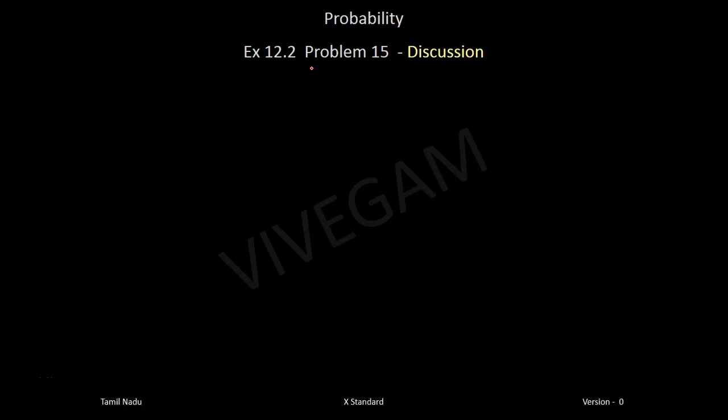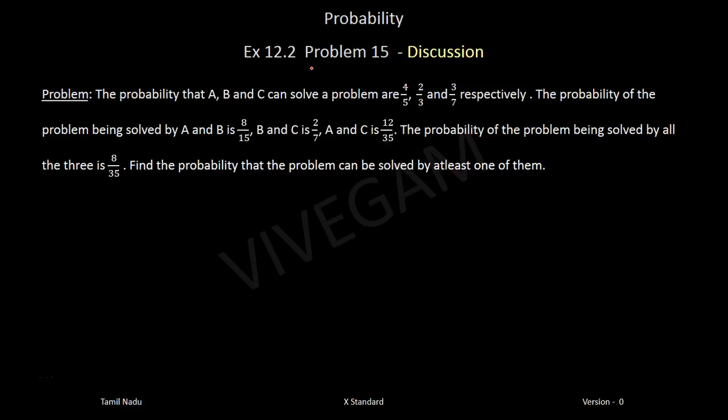Exercise 12.2, problem 15, discussion. Let's read the problem. The probability that A, B and C can solve a problem are 4 by 5, 2 by 3 and 3 by 7 respectively. The probability of the problem being solved by A and B.